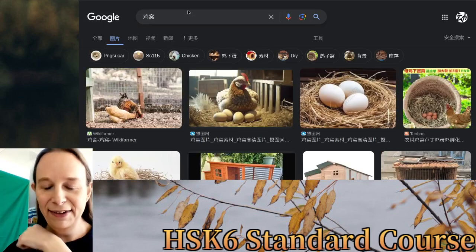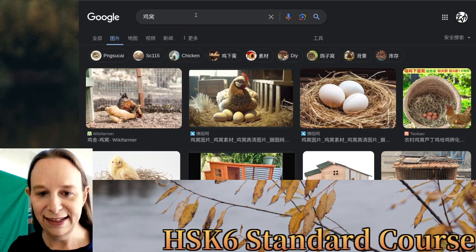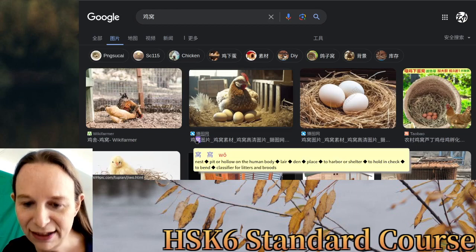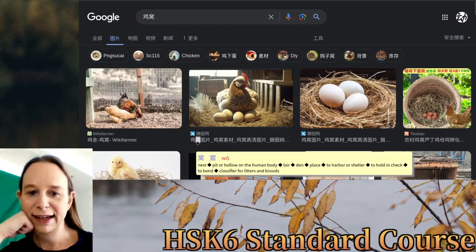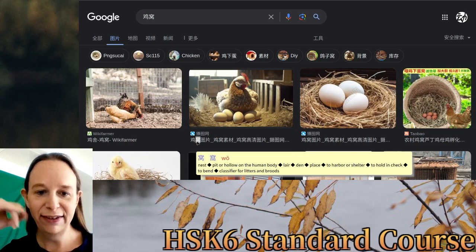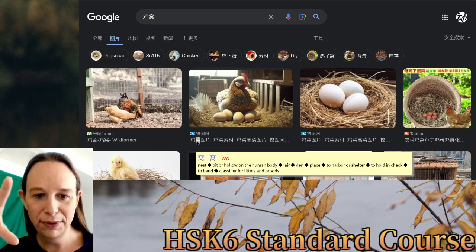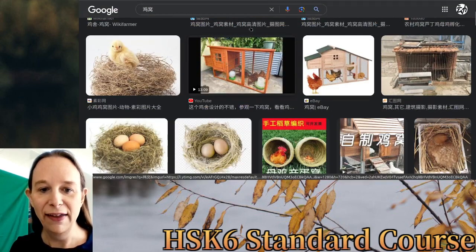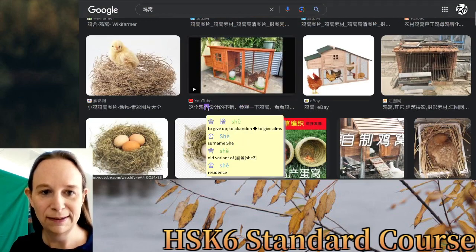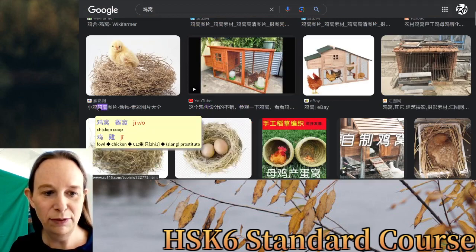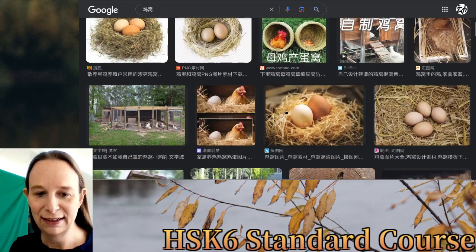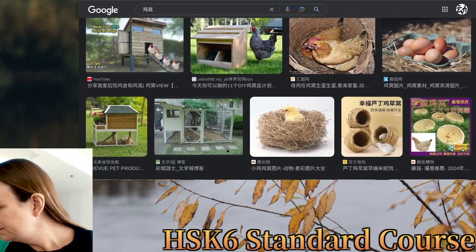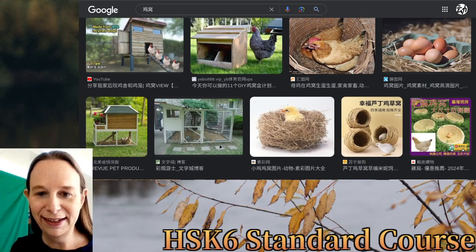Yeah, 鸡窝 is definitely nest, right? 窝: nest, pit, hollow, lair, den, place. Oh, so it appears to be more general than I was thinking. So it includes nest and it includes coop. I think that's how I should understand it. Oh, that's a coop. 鸡舍, that's an issue. 鸡窝, 小鸡鸡窝. All right. Anyway, so there's 3 words we need to know, I guess.